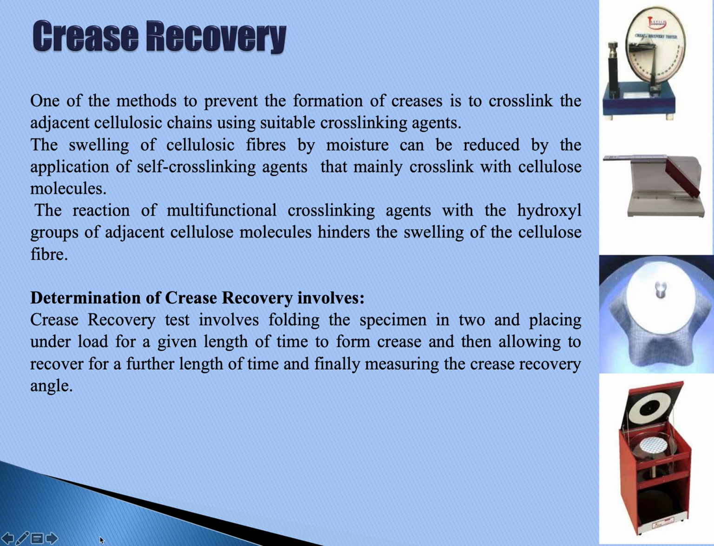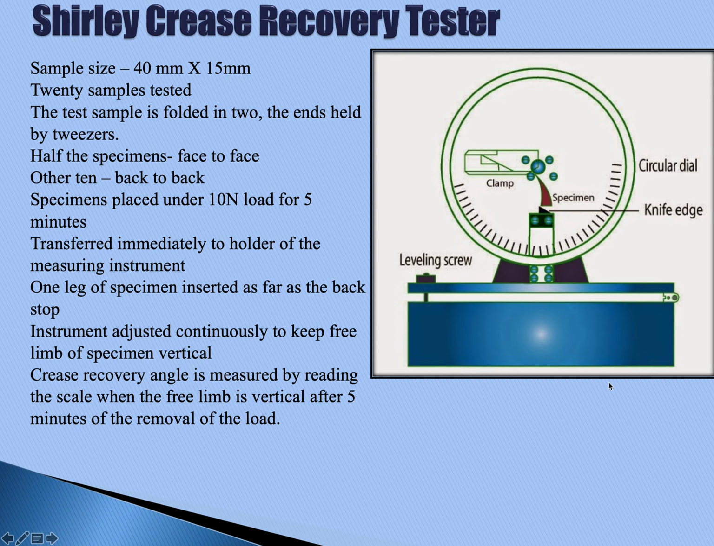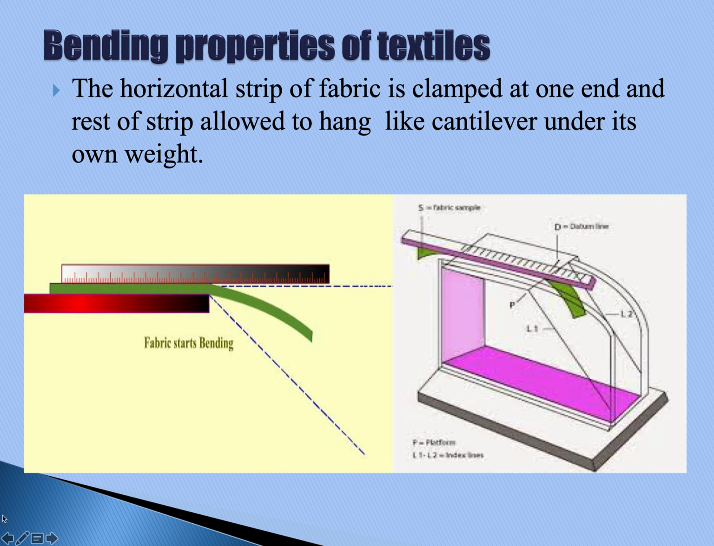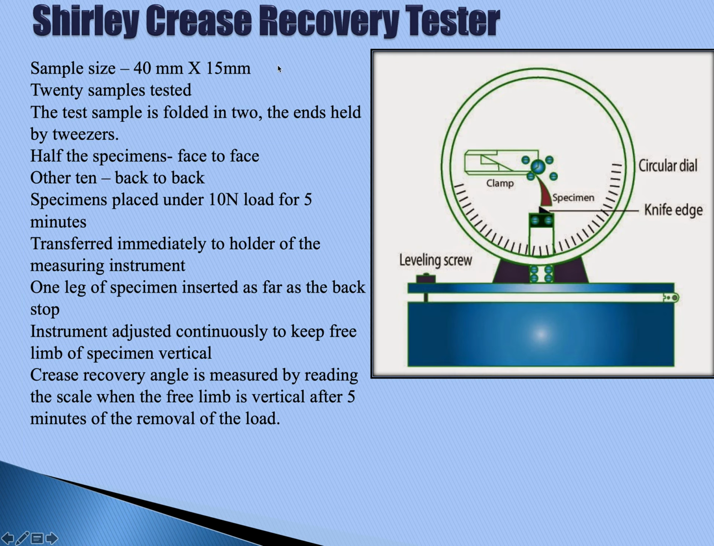So the crease recovery angle is measured on an instrument called the Shirley crease recovery tester. This is showing the schematics of the crease recovery tester. The Shirley Crease Recovery Tester consists of a circular dial of this kind. It consists of a clamp in which the specimen or the test sample will be mounted, and this is how the specimen will be hanging down. This is the knife edge along which the specimen needs to be vertically aligned. That is, the limb of the sample should be vertical in this position, and this circular dial has graduations where the crease recovery angle can be measured.